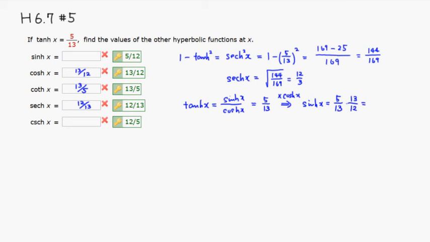So you can see that the 13 cancels out. You get 5 over 12. And its reciprocal is hyperbolic cosecant, so it's 12 over 5. Right? So you can see that we got all these values correctly. Alright, that's it. I hope that this was clear.